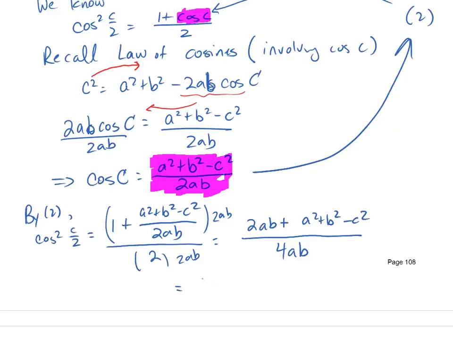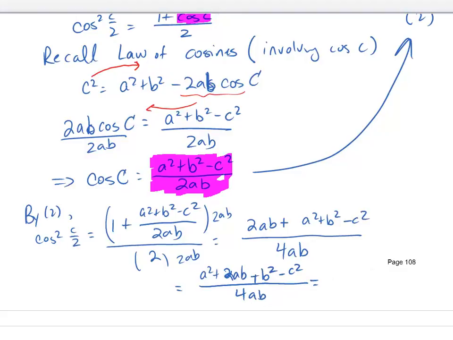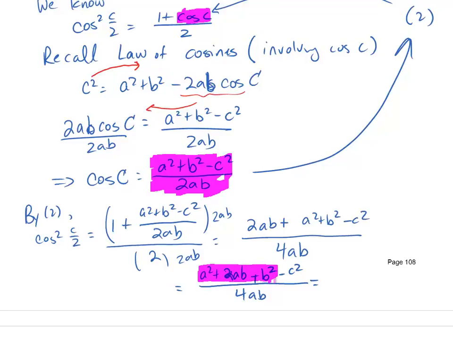And if I rearrange that a little bit, I get a squared plus 2ab plus b squared minus c squared, all divided by 4ab. All I did was rearrange the numerator. And what jumps out at me is the fact that this first part right here, which I'll highlight in purple, happens to be a perfect square trinomial. So this is actually a plus b quantity squared minus c squared, all divided by 4ab.